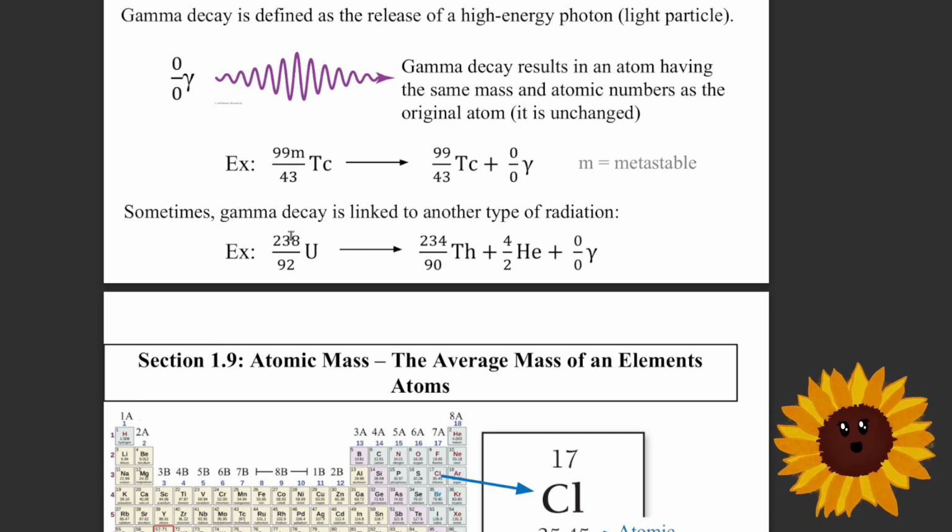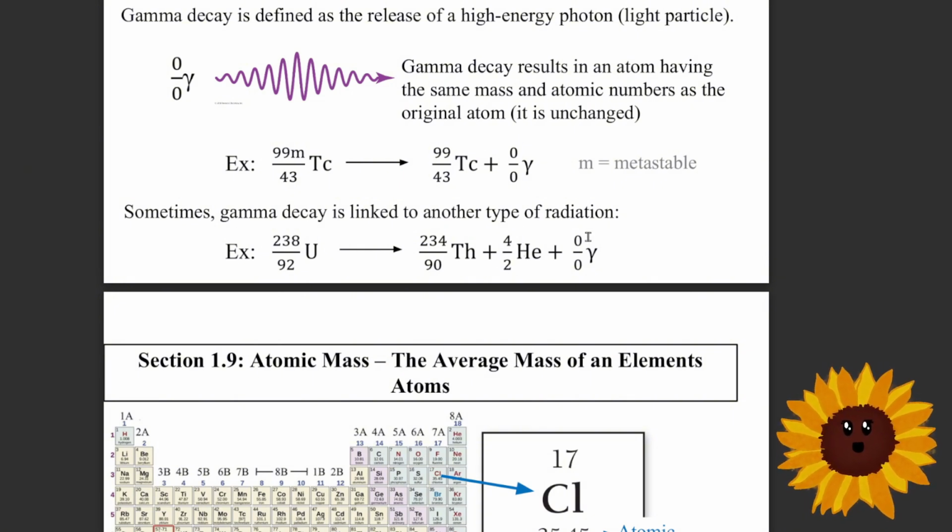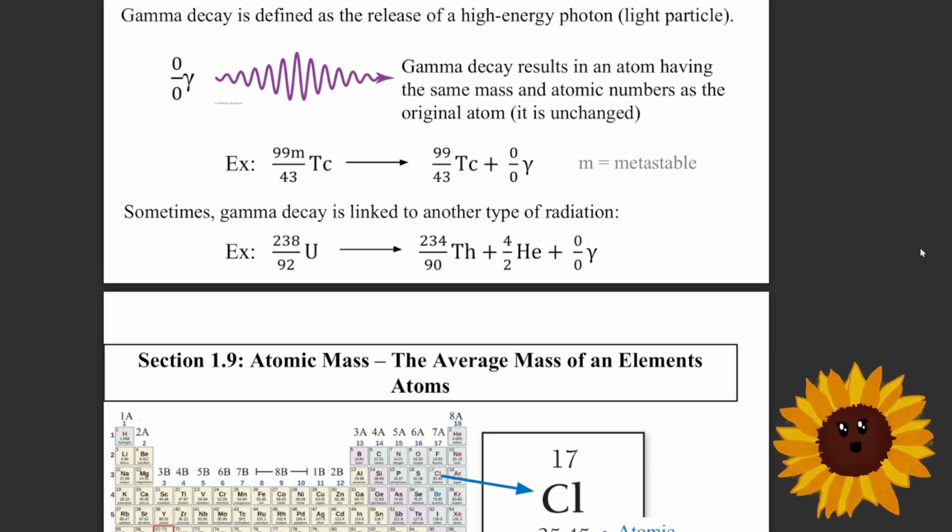So for this example, 238 over 92, 234 over 90. So we got that helium atom, but we also have the gamma here. So this is basically saying you could combine it with different types of radiation.